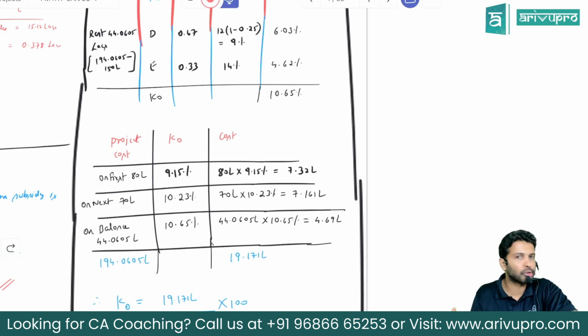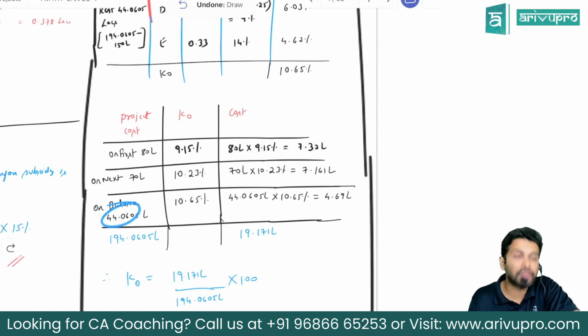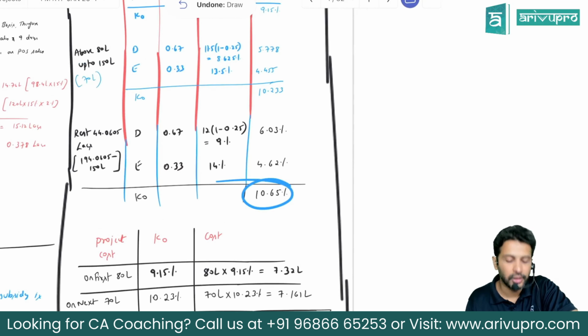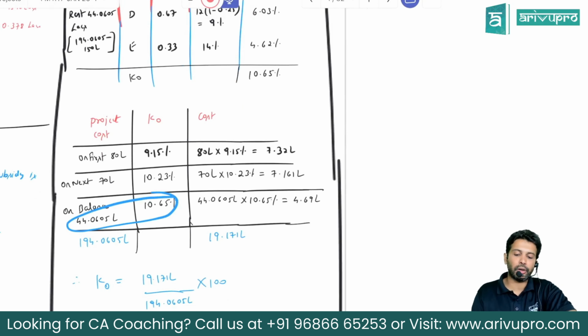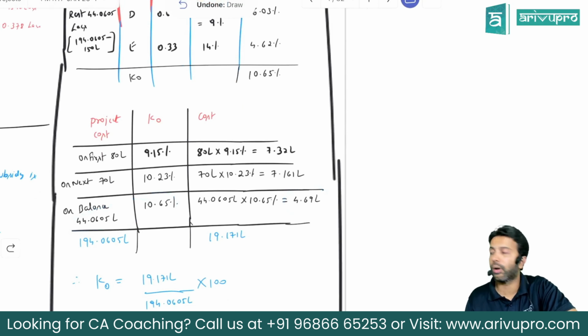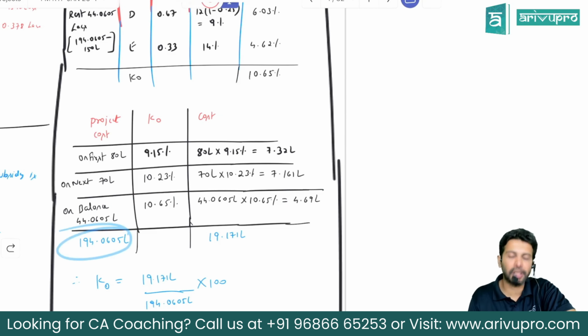Now answer is given in lakhs. I am presenting the solution also in lakhs. On the balance how much we already wrote over here. Balance is how much? 44.065 lakh. What is the cost will incur? 10.65. So 44.0605 into 10.65% if you do, you will get 4,69,000. What is the total funding for the project? 194.